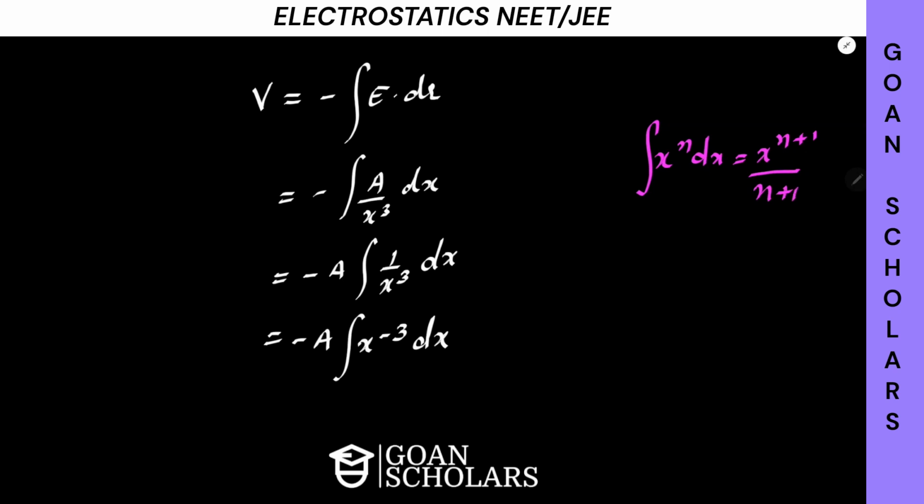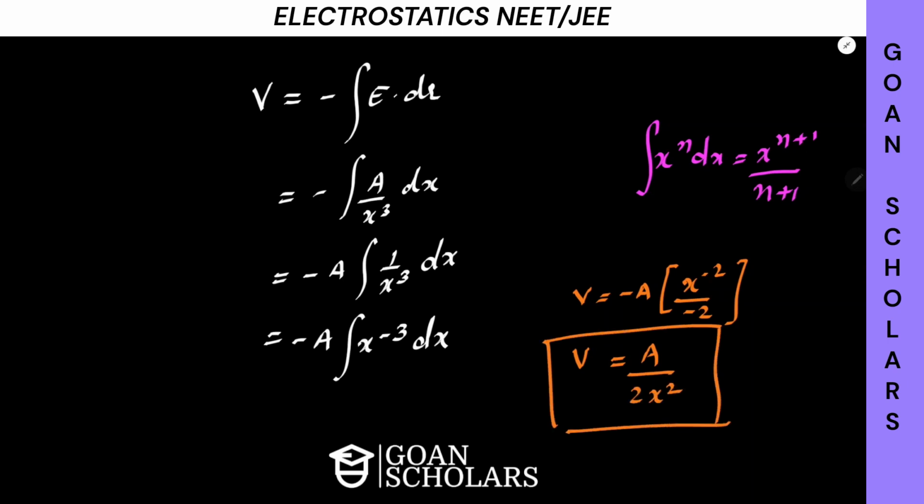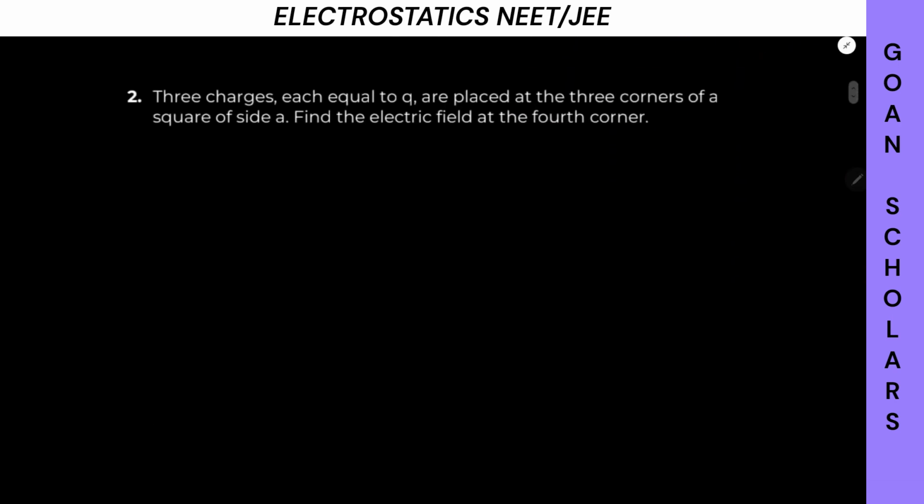So let's apply it here. This will give us V equals minus A, integration of x to the power minus 3, it will be x to the power minus 2 upon minus 2. How did we get it? Minus 3 plus 1 upon minus 3 plus 1. So you will get potential equal to, this minus will make it plus, A upon 2x square, and it's a scalar quantity, no i cap, no j cap, anything, okay? So this is our first one.